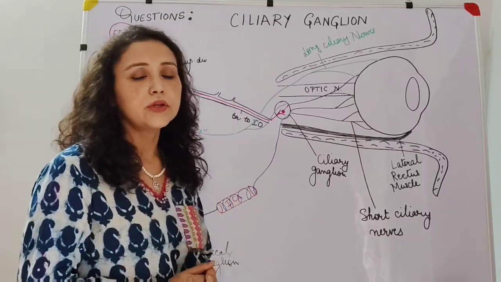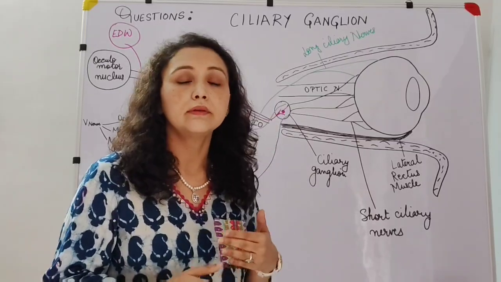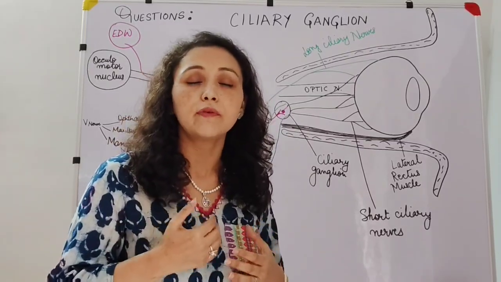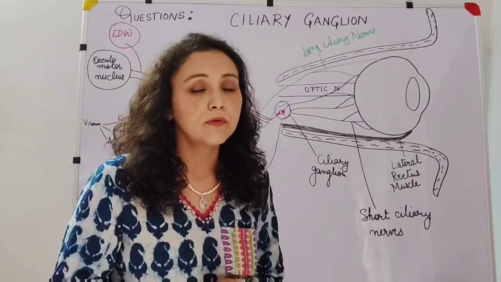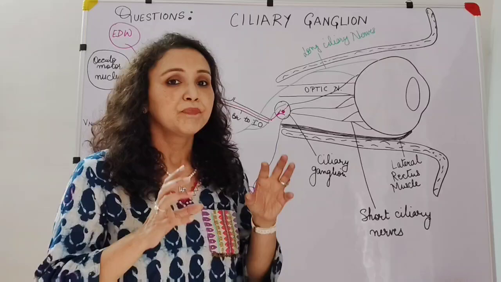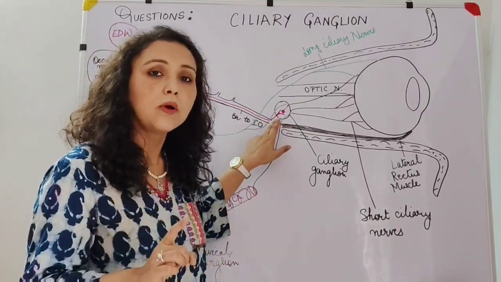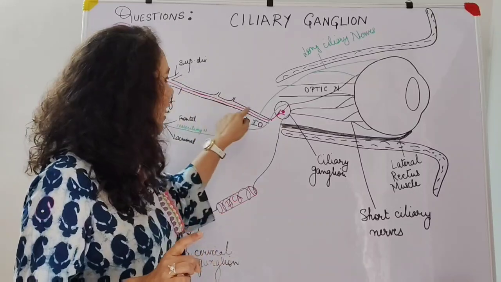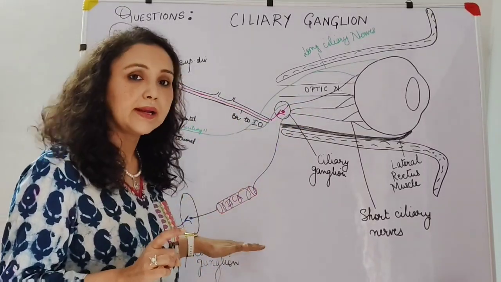Now another question can be that which ganglion, what is the site of relay in this pathway? The question can be, what is the site of relay in this pathway? As I already discussed in the previous class, the relay in the ciliary ganglion occurs only in the parasympathetic route. Others are not relaying here.